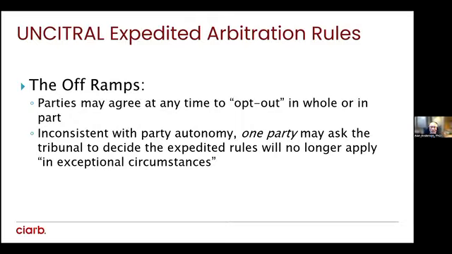They can change the deadlines, they can change the procedures. As long as there is an agreement, they can opt out in whole or in part. However, there is one method that is inconsistent with what I'll call pure party autonomy, and that is that just one of the parties can ask the tribunal, typically the sole arbitrator, to decide that the expedited arbitration rules will no longer apply. The guidance here is that they may no longer apply in exceptional circumstances. But this is an opportunity for one party, if the other side won't agree, to see if they can get the tribunal to agree to opt out of the expedited arbitration rules.